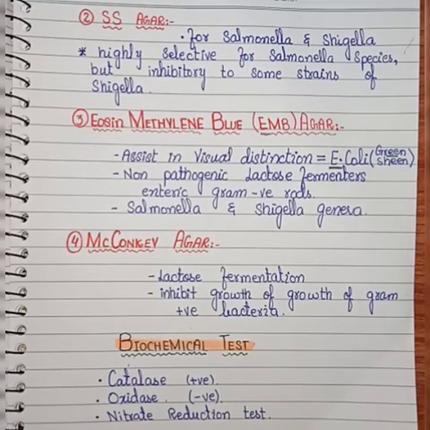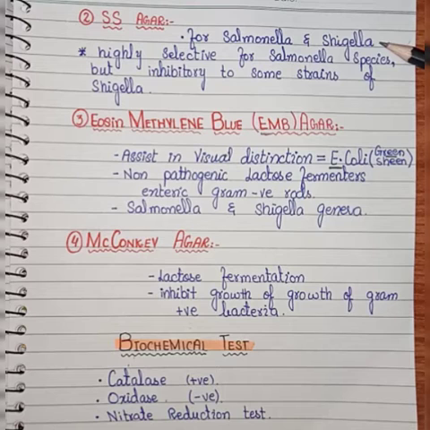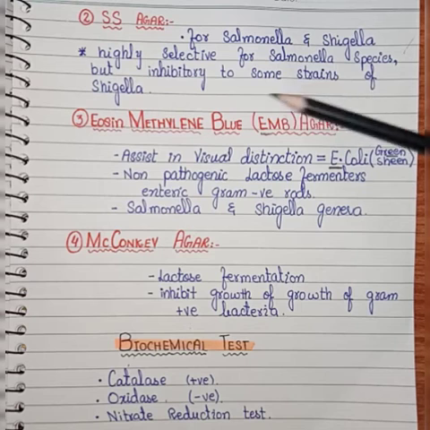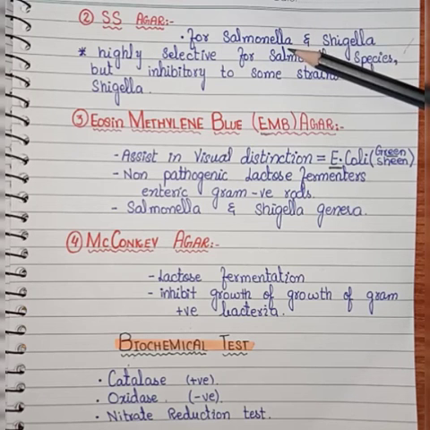Second we have the SS agar or Salmonella Shigella agar. Basically it is the modification of the DCA agar or the deoxycholate agar, and it is basically used for the isolation, cultivation and differentiation of the Salmonella species and some strains of the Shigella species. But it is highly selective for Salmonella species and inhibitory to some strains of the Shigella species. So why we use this agar? For the Salmonella species, but it is inhibitory for the Shigella species.